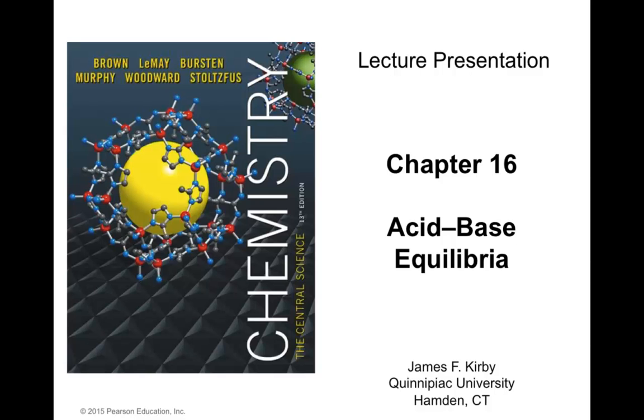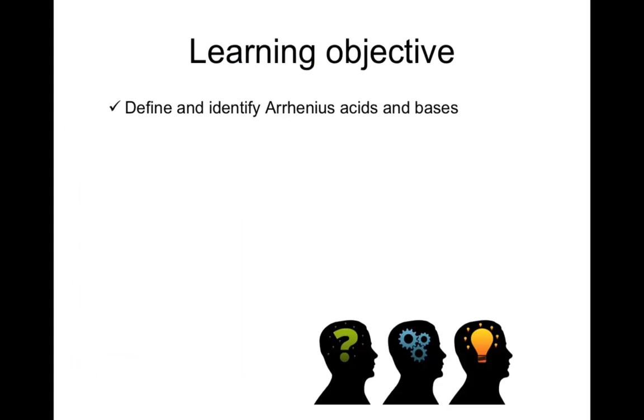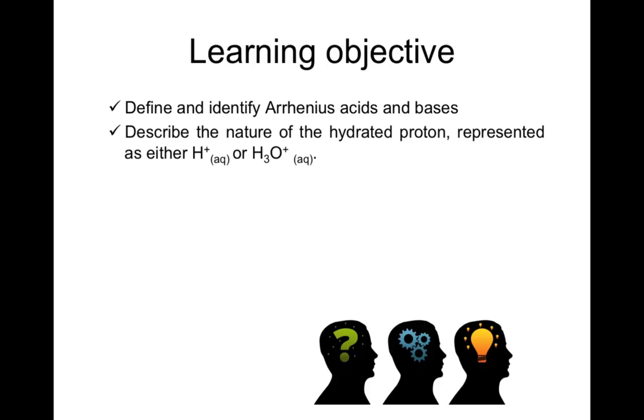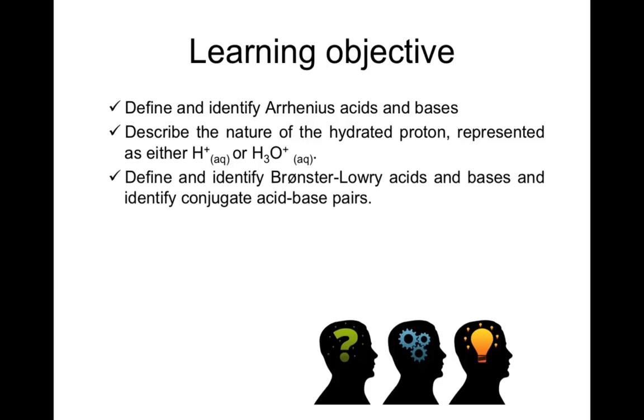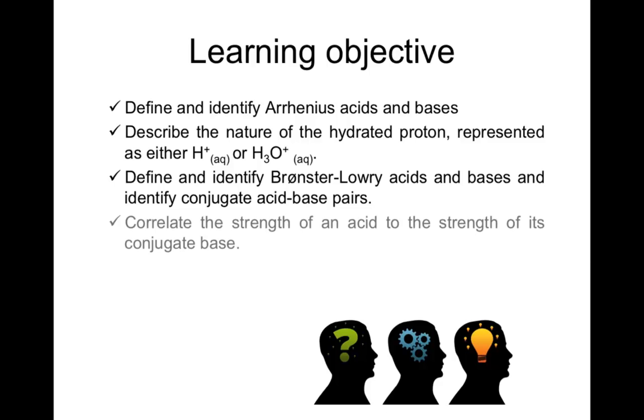This chapter 16 talks about acid and base equilibrium. By the end of this module, you will be able to define and identify Arrhenius acids and bases. Also, you will describe the nature of the hydrated proton represented as either H+ or H3O+. You will identify and define Brønsted-Lowry acids and bases and identify conjugate acid-base pairs.